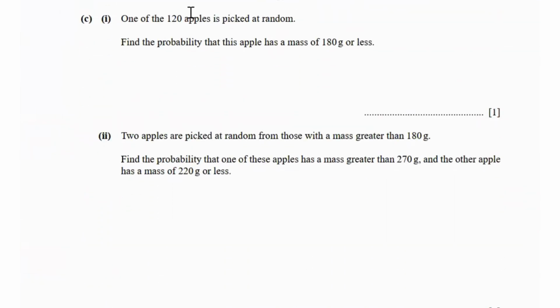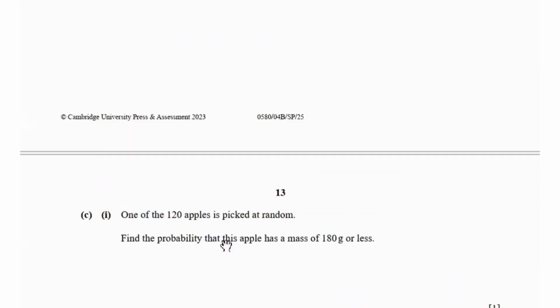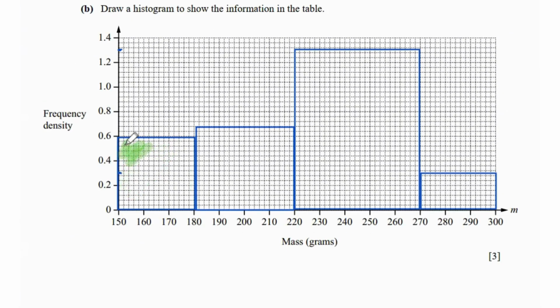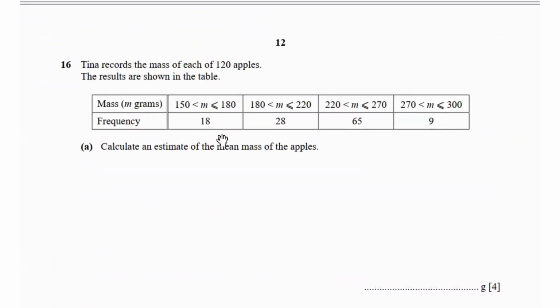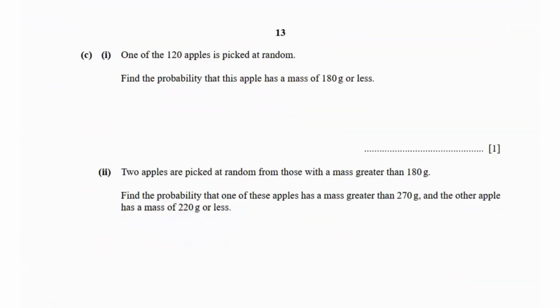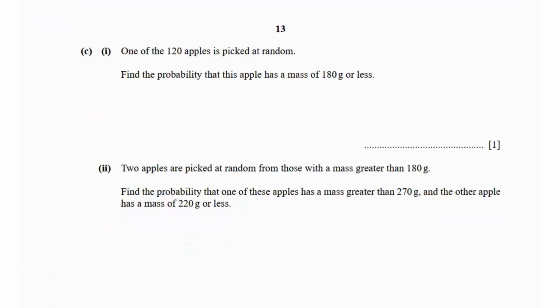Then it says one of the 120 apples is picked at random. Find the probability that this apple has a mass of 180 grams or less. 180 grams or less is this part. So we see what is the frequency for this. So frequency for this is 18. So 18 out of 120, which we can simplify to 3 out of 20.